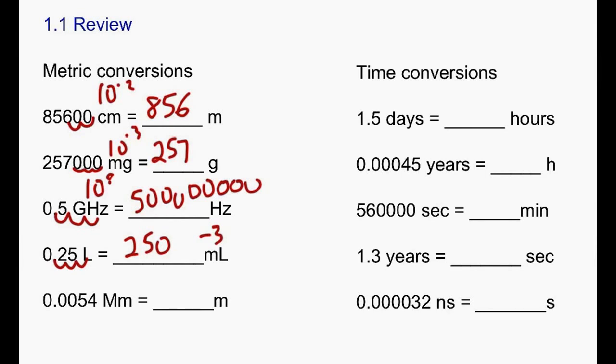Okay, and let's do one more. 0.0054 megameters to meters. Mega is to the 6. So that means we're going to move it to the right 6 spots. There's 4, so we'd have to add on 2 more zeros. So 5,400 meters. Okay, so we'll do a few more.